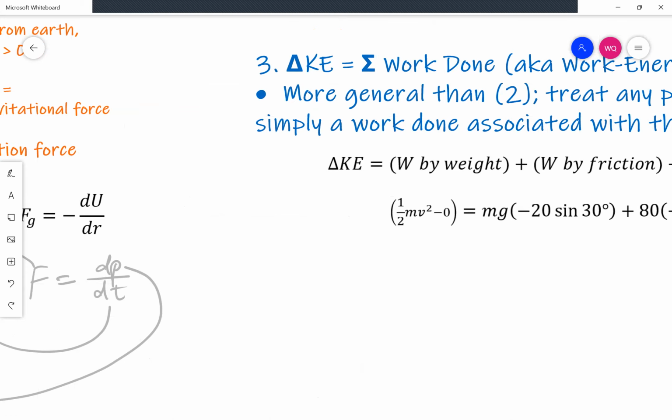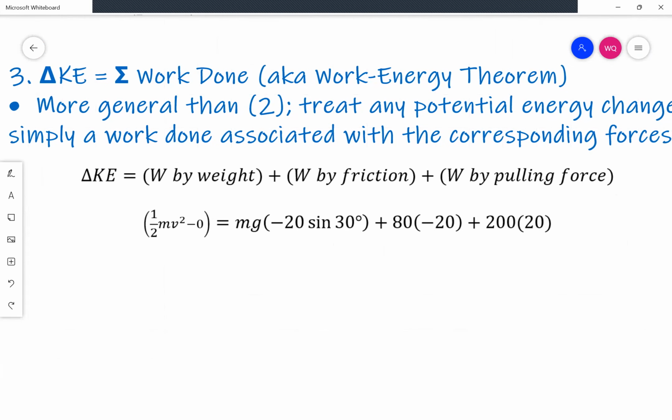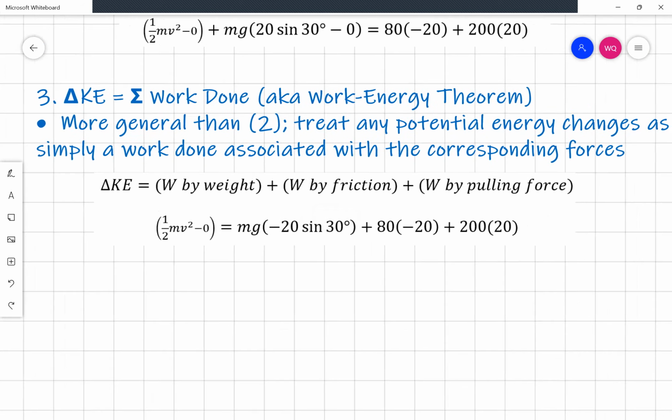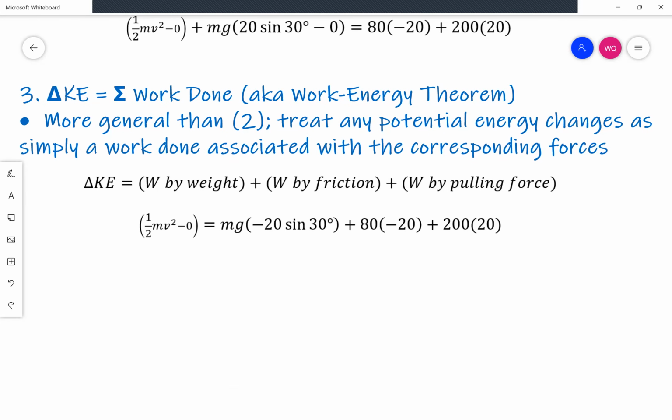And so, in this formulation, there's no more PE. All the PE will appear in the equation as work. So left hand side, change in KE, only thing. Right hand side, all the work. There are three forces here doing work. Normal contact force does no work. So you see that work done by weight appears as mg times minus 20 sine 30 degrees, because mg is downwards, the displacement is generally up the slope.